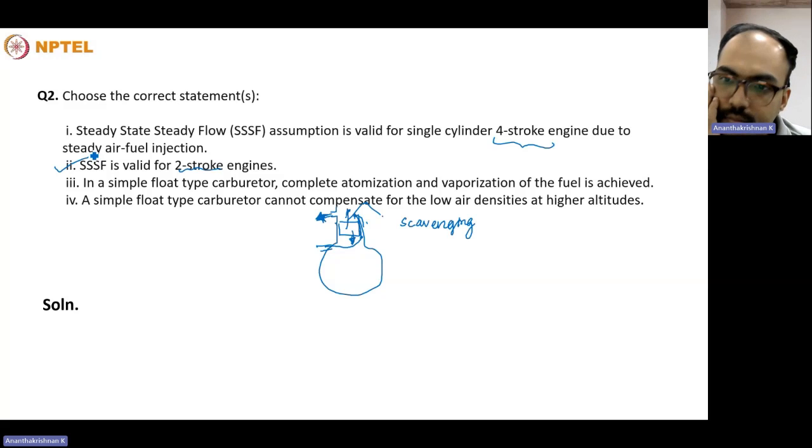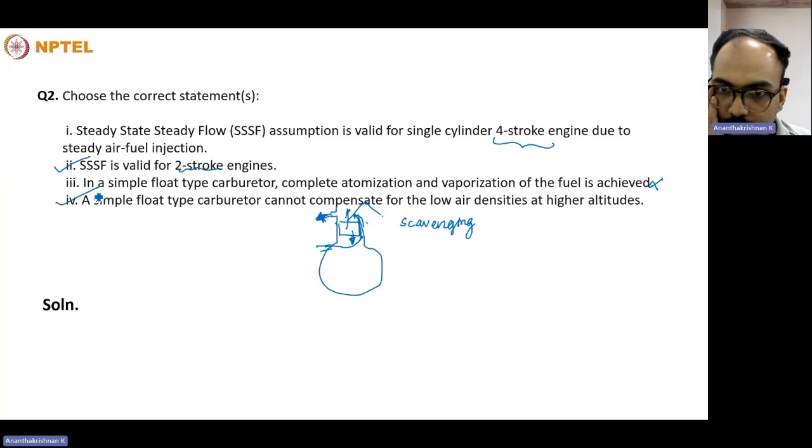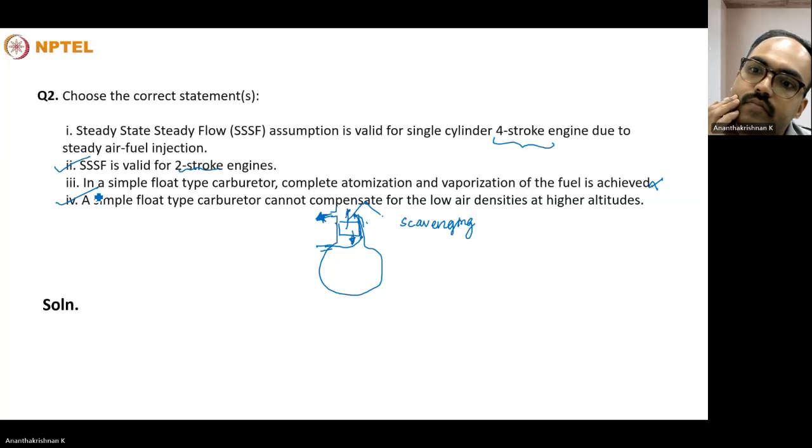Then the third one: in a simple flow type carburetor, complete atomization and vaporization of the fuel is achieved. No, that's why this is actually not efficient. That's why we go for better fuel injectors or direct injection kind of things. Then, a simple flow type carburetor cannot compensate for the lower air density at higher altitudes. Correct.